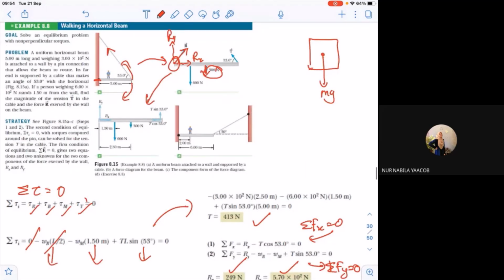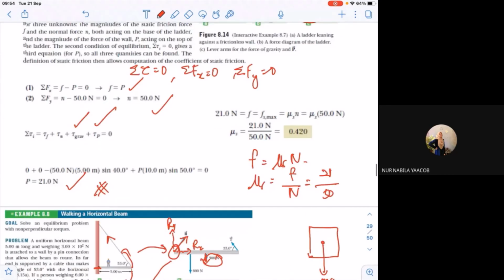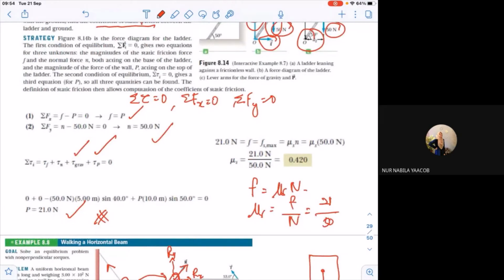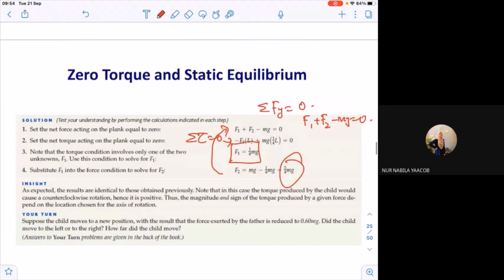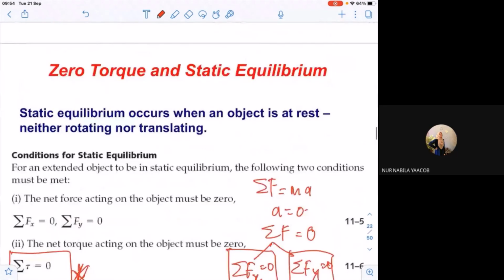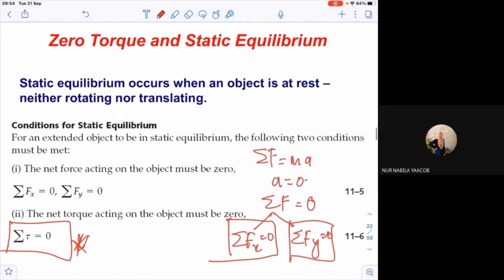So today we have learned about torque, the situation of torque and the conditions of torque, which is summation of torque equals to 0, and the conditions when we apply force, which means the static equilibrium. So what is the conditions of static equilibrium? Summation of Fx equals to 0, summation of Fy equals to 0, and summation of torque equals to 0.